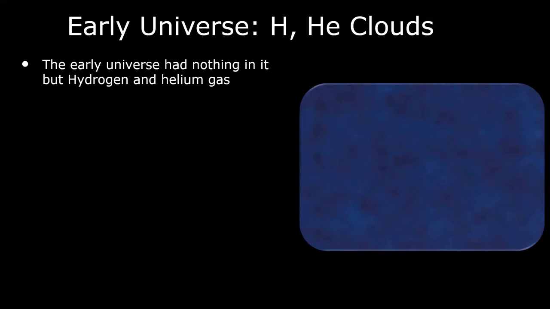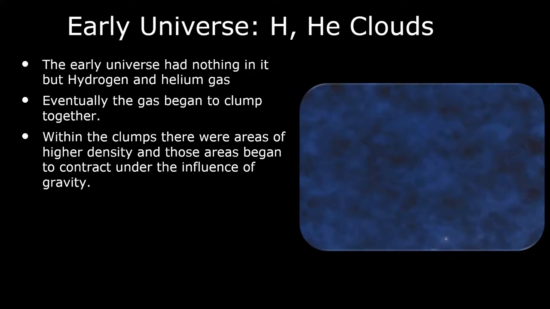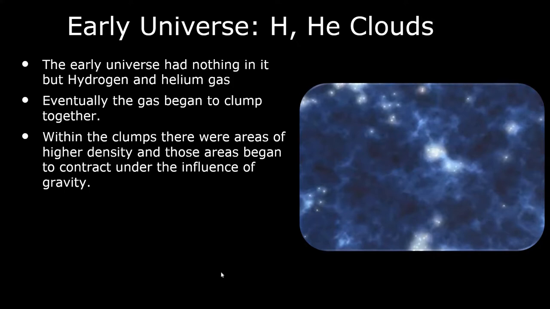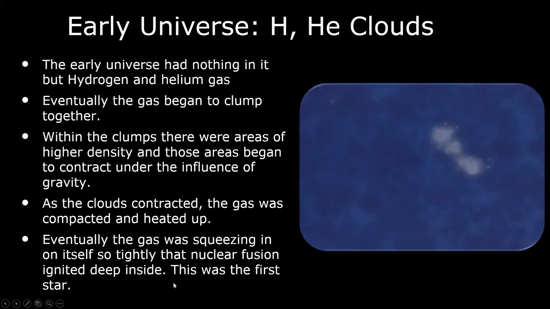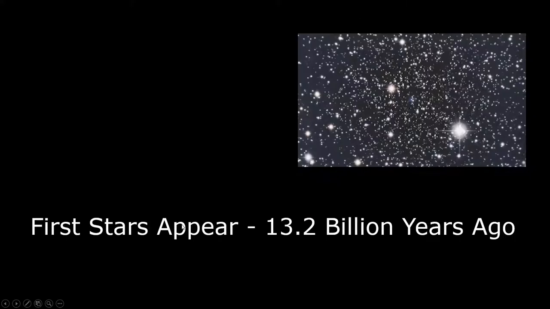Eventually the gas began to clump together. Within the clumps there were areas of higher density, and those areas began to contract under the influence of gravity, as you can see in this video. As the clouds contracted, the gas was compacted and it heated up. And eventually the gas was squeezing in on itself so tightly that nuclear fusion ignited deep inside. And this is what they say created the first star. The first stars began to appear about 13.2 billion years ago.